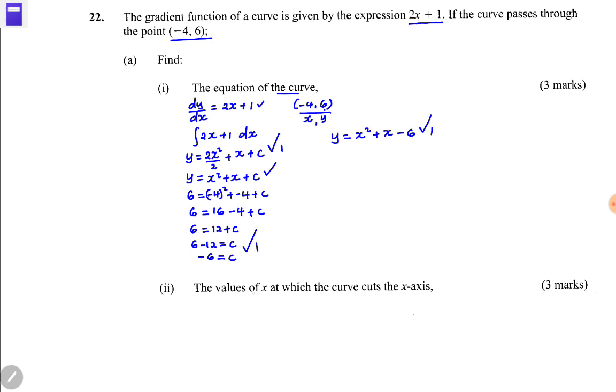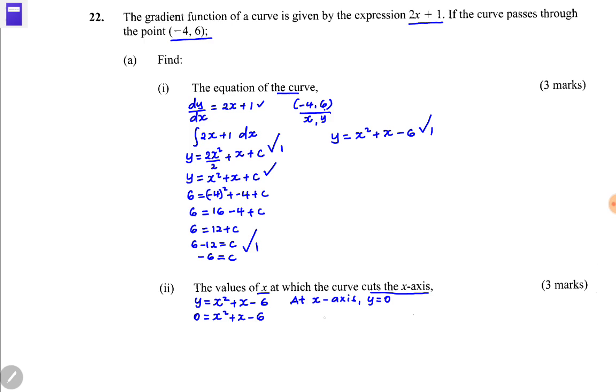Then we are required to find the values of x at which the curve cuts the x-axis. So the equation of the curve is given by y is equal to x squared plus x minus 6. Now at the x-axis, the value of y is equal to 0. So 0 will be equal to x squared plus x minus 6.